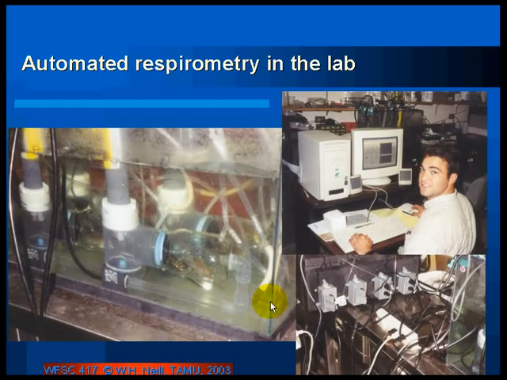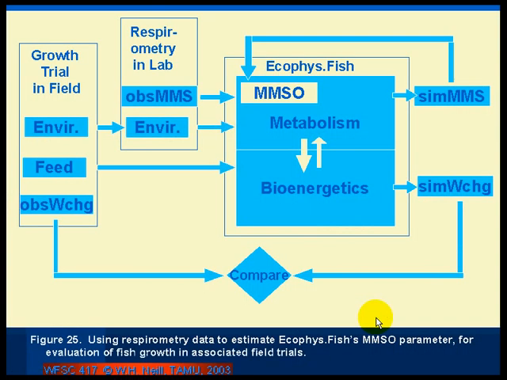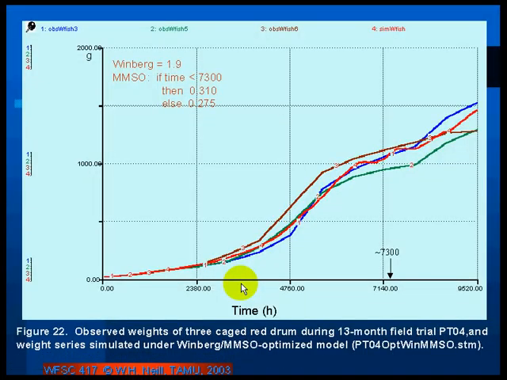We also went into the lab and made measurements on metabolism of the fish using an automated respirometry system. Another of my students, Lance Fontaine, sitting here at the computer monitoring these experiments. This is a computer-controlled automated system. And then we took these data and put them together. We took the growth trials that we did in the field, and we took the respirometry data from the lab, and we took this ecophysiological model, ecofish.fish, and used it to interpret these data. And then finally, we compared the observed change in weight with the values that were simulated under the model. And this is the kind of goodness of fit that we got.